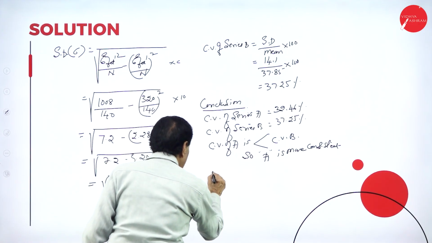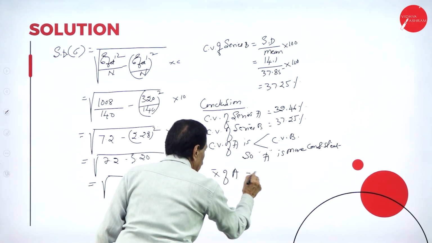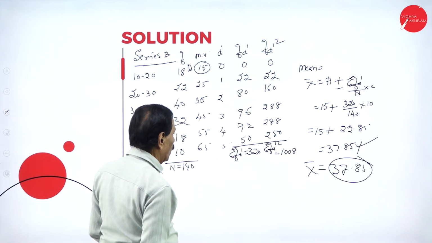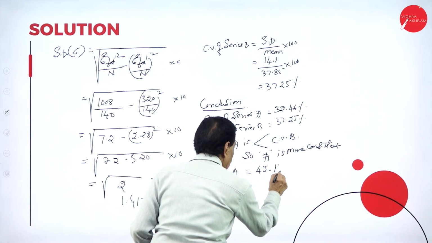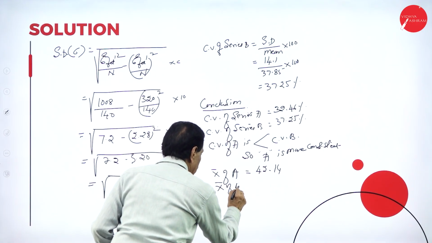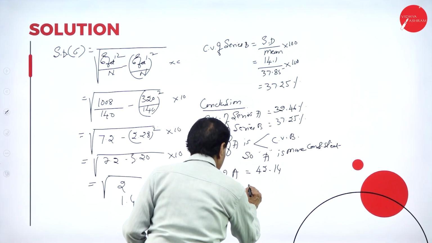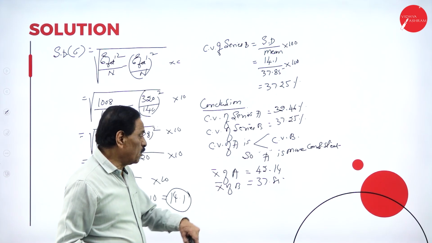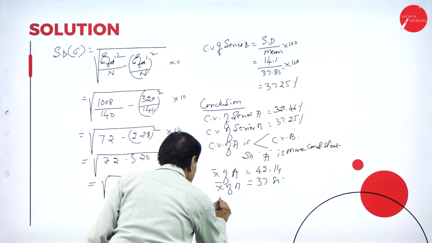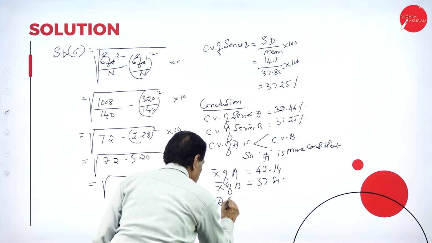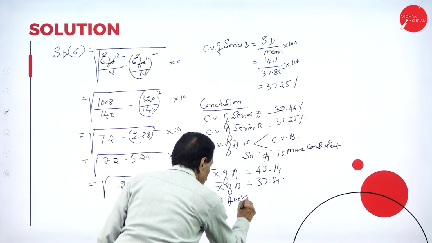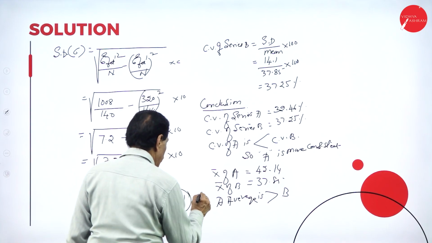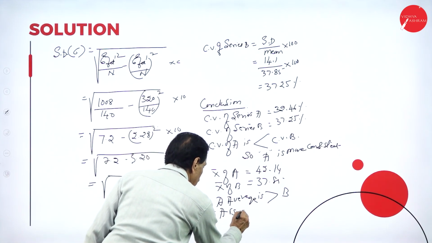We can say that the mean of A, the average of A, is 42.14, and the mean of B is 37.85. Whose average is more? A's average is more than B's average. Therefore, A is a better company.